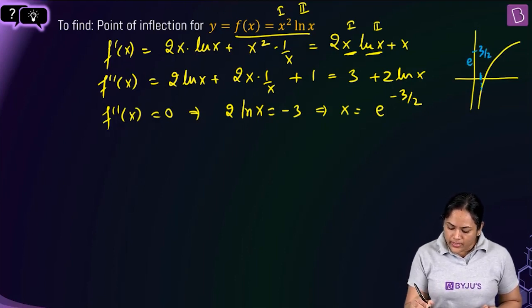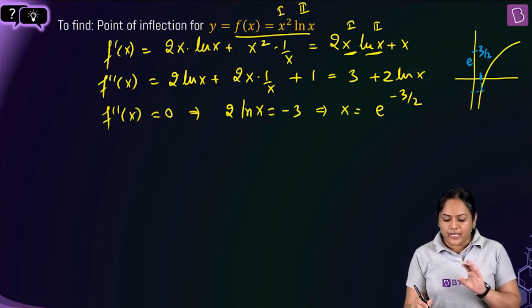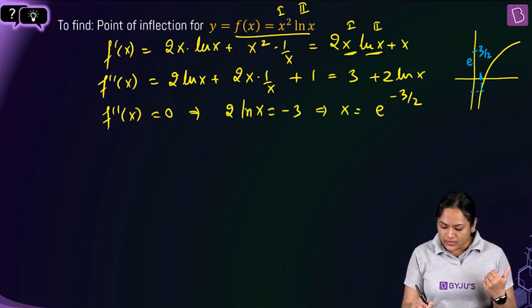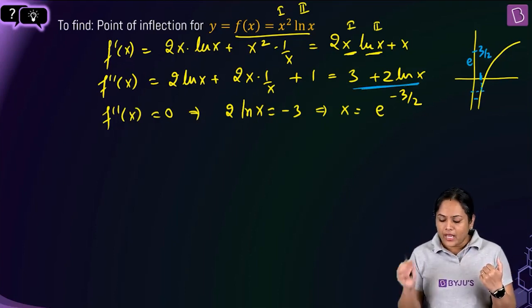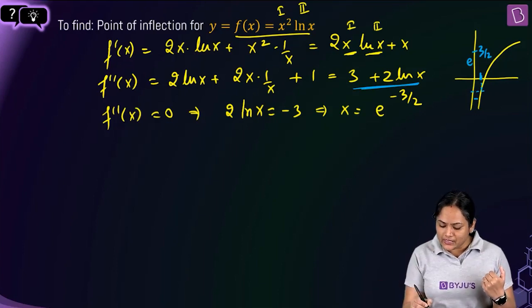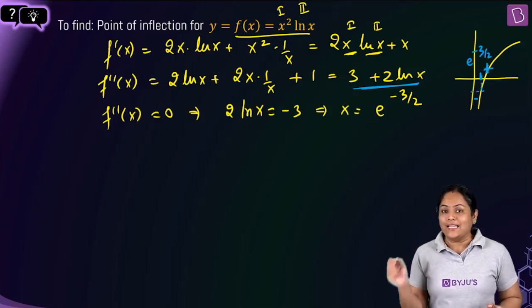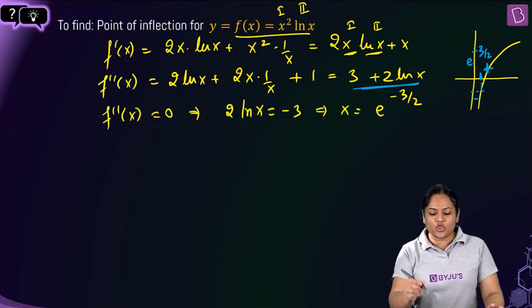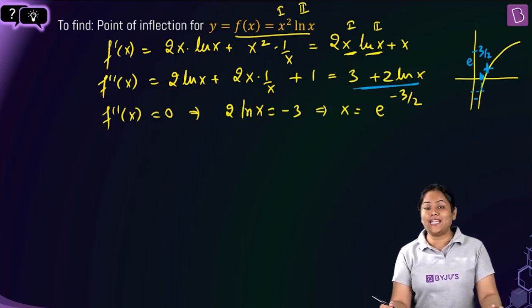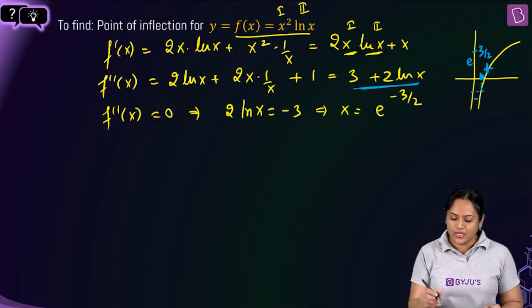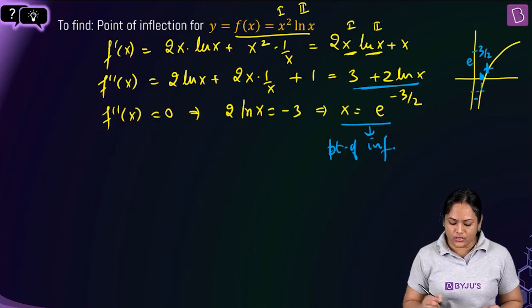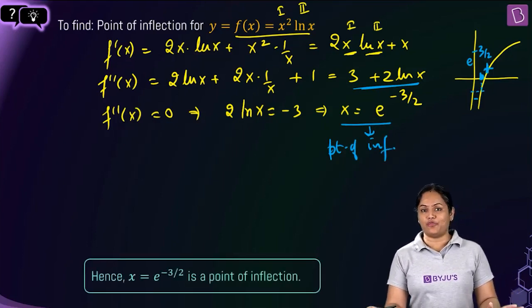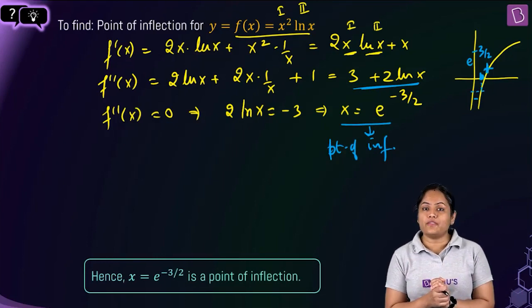So we already know that when it is equal to 0, when I have my x value below that, my f double dash will be negative. It is equal to 3 plus 2 ln x, so it will be negative. And if I take my x value greater than this, on this side, my f double dash will become positive. That means my f double dash is changing its sign about this point, e raised to minus 3 by 2. And therefore, this has to be what? It has to be the point of inflection for this function f of x. Understood how we have solved?